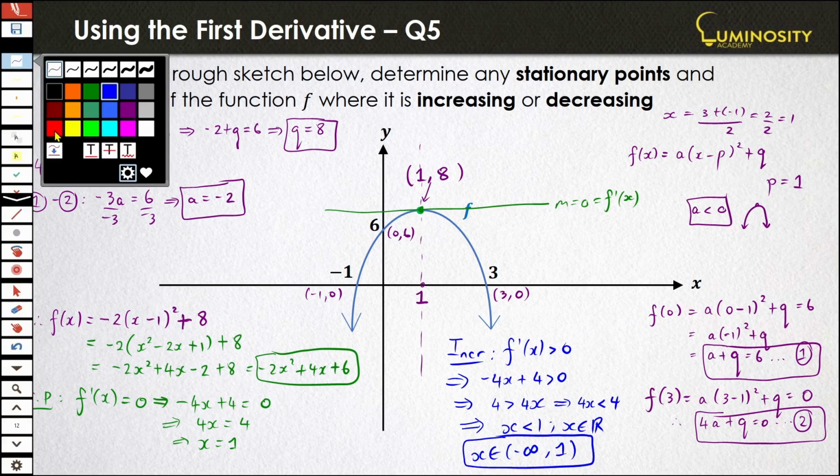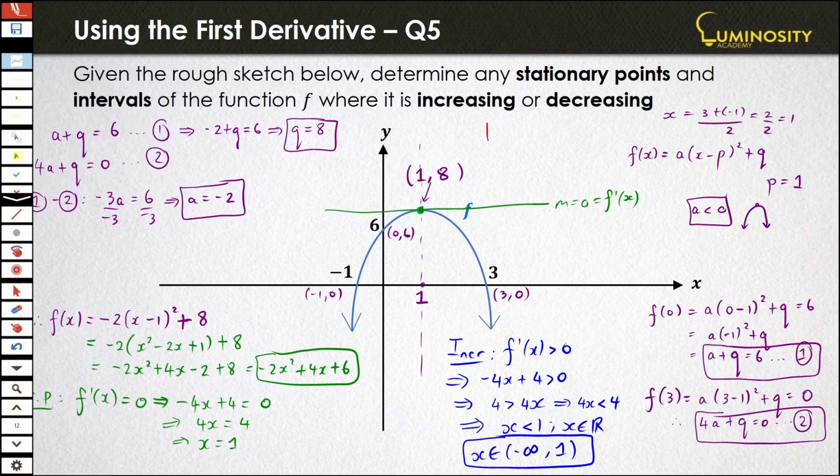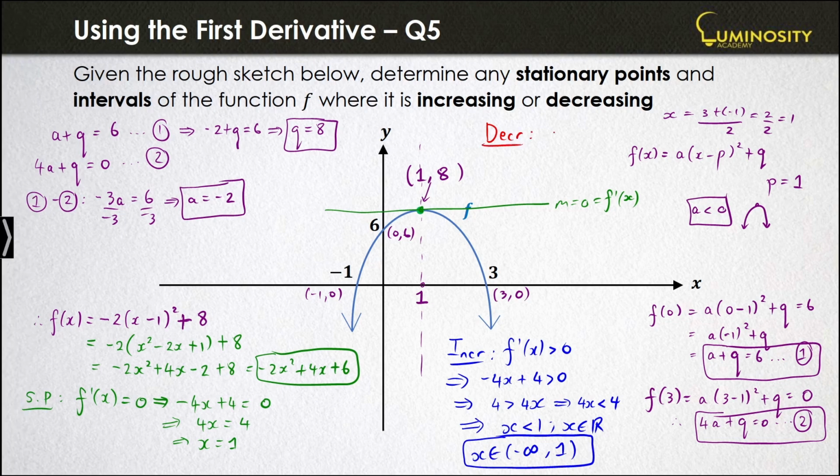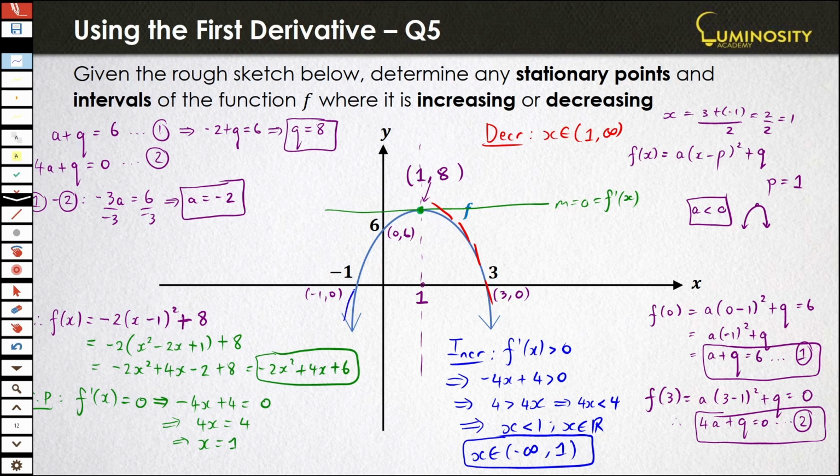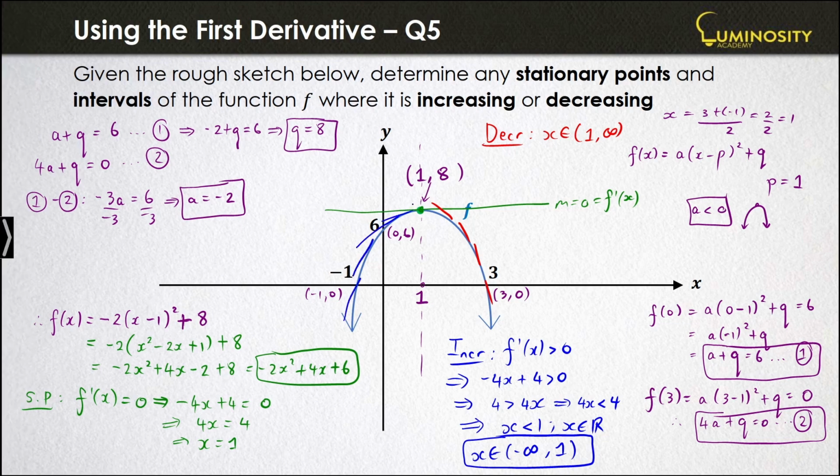And if we apply that same logic for decreasing, we will get the following interval. That's when x is from 1 to infinity. And we can see that. Here's the graph decreasing from the turning point. And then to the left of the turning point, we can see the graph is increasing from the tangent lines.